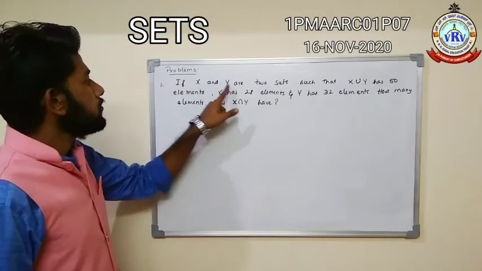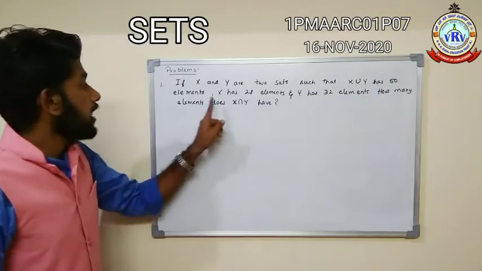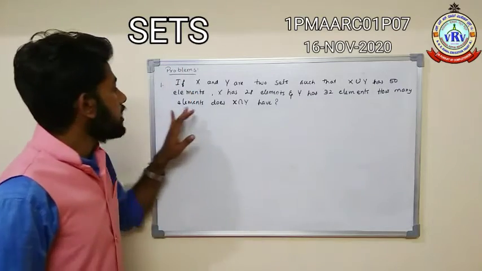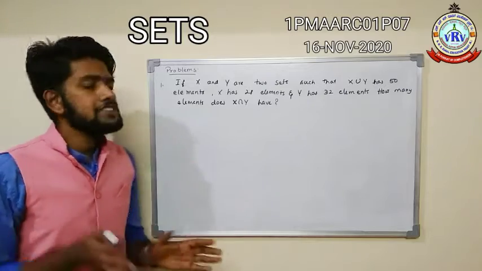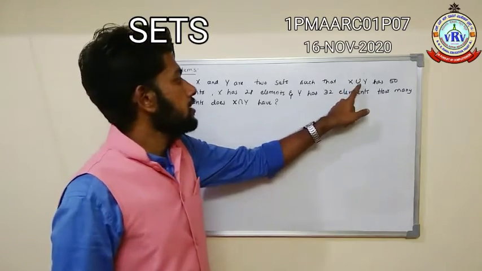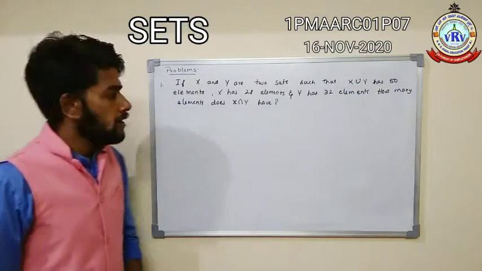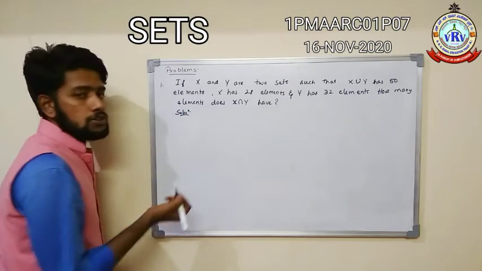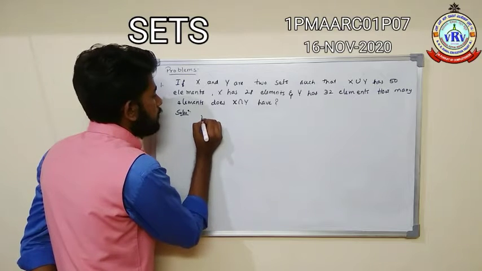Here, if x and y are two sets such that x union y has 50 elements, x has 28 elements, y has 32 elements, how many elements does x intersection y have? Here they are not given the elements, they are given the number of elements which is in the x union y set, in this set x as well as in the set y. We know the number of elements in the set that we are denoting using the n of n bracket of the set.